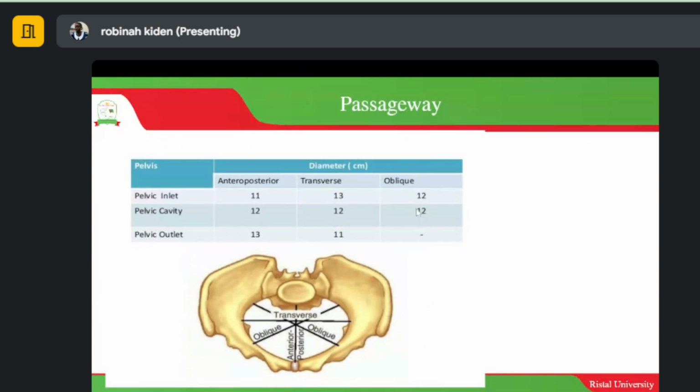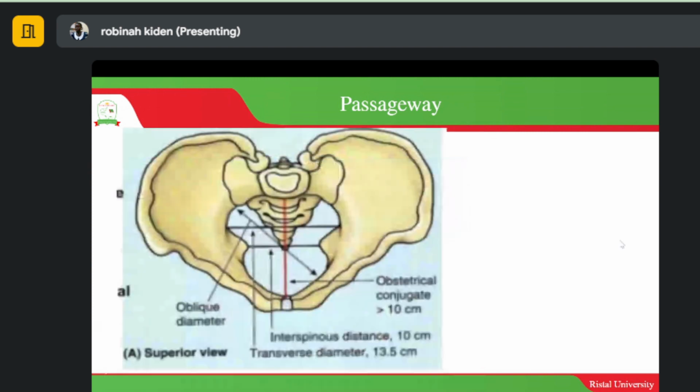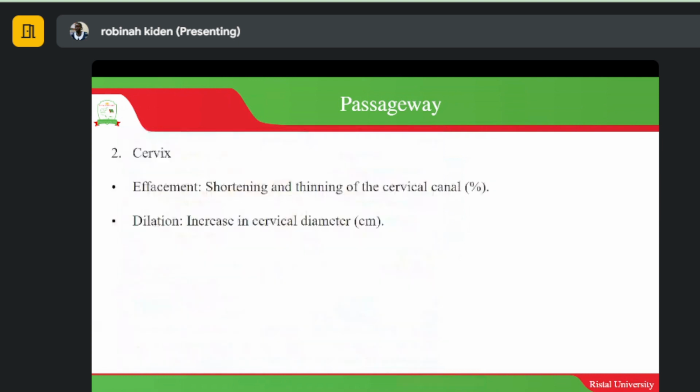So here these are the major measurements on the pelvis as seen here. So these measurements here show us the measurements at the inlet when the head is engaging or any presenting part that is engaging. Then we have the pelvic cavity, within the cavity, then the pelvic outlet. So still that is talking about the different diameters.